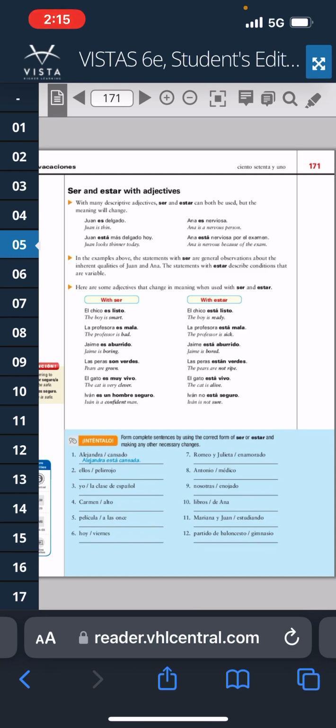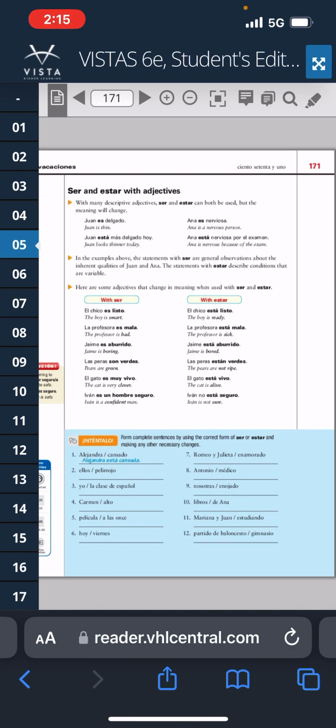Here are some adjectives that change meaning when used with ser and estar. With ser, El chico es listo. The boy is smart. La profesora es mala. The professor is bad. Jaime es aburrido. Jaime is boring. Las peras son verdes. Pears are green. El gato es muy vivo.